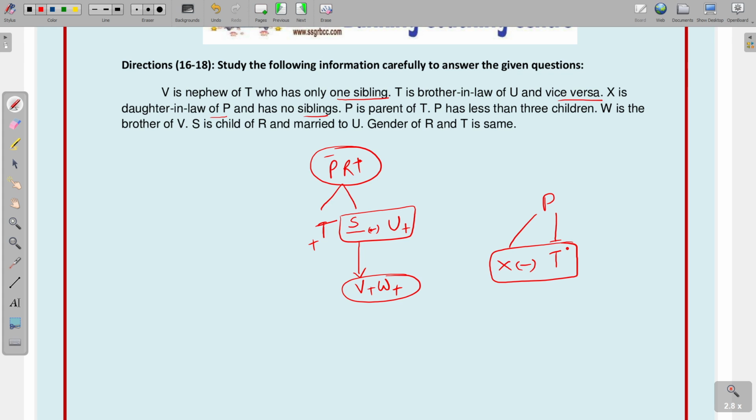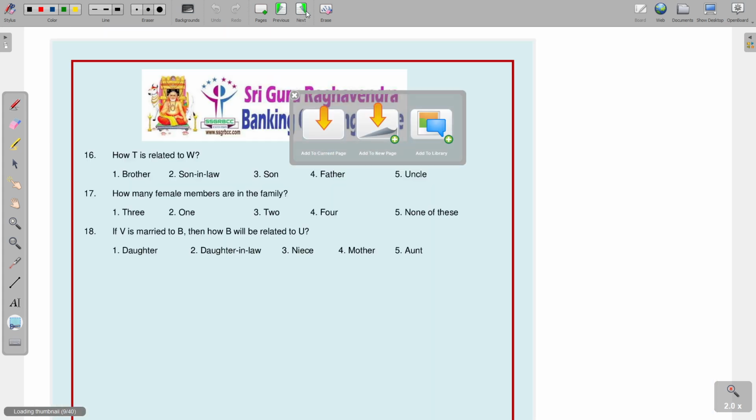Okay, condition satisfied. And next, X is the daughter-in-law of P, which means X married T. X married T. Okay. So these two persons are married. S married U and T married X. Okay, it is the final arrangement. Let us move on to the questions.